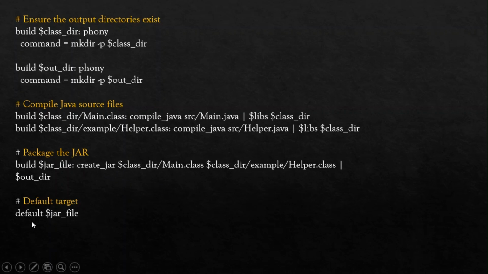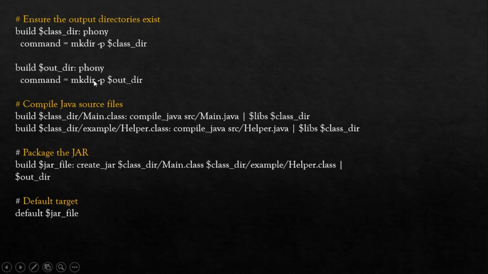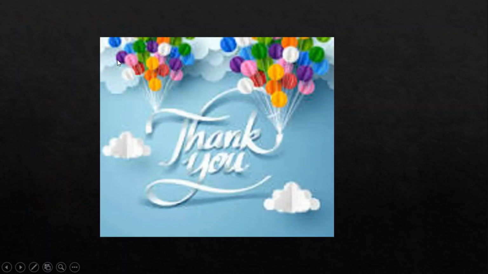And for the default target, we use jar_file. So if I don't specify any target explicitly, it just builds this jar_file, which is my output folder. That's all about this build.ninja. Initially we declare the variables, and the important part is writing these rules, and we make sure the out folders exist before files are generated. That was all about the build.ninja file and how it's written, with an example.